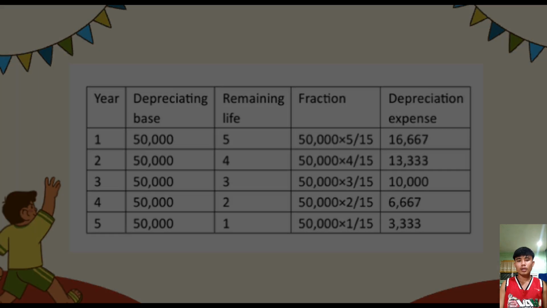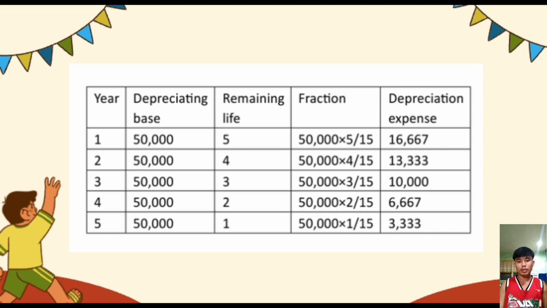So now we have a table for the year, and basically it is 1, 2, 3, 4, and 5, the year of the asset in service. The next one is the depreciation base. In this case, since we do not have a salvage value, our depreciation base will be 50,000 pesos.